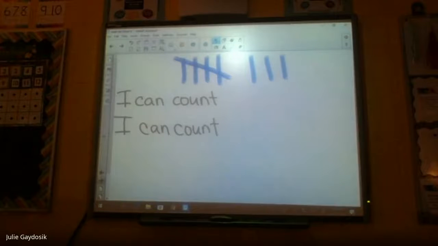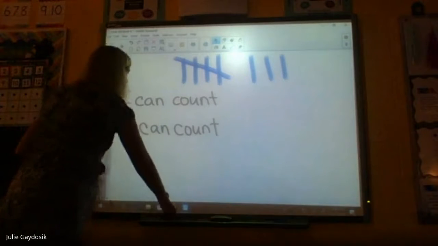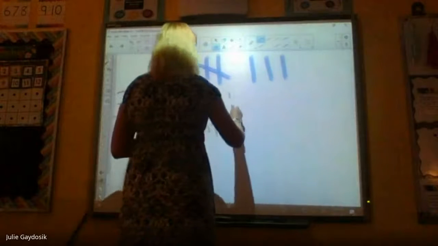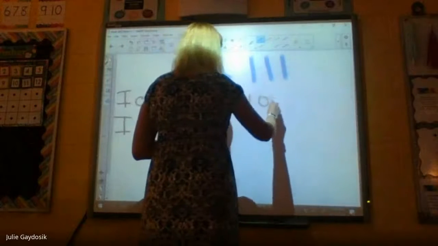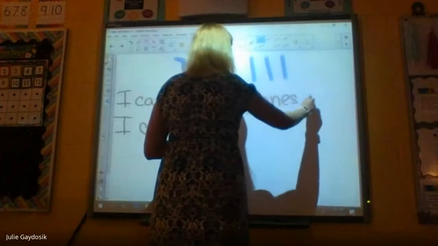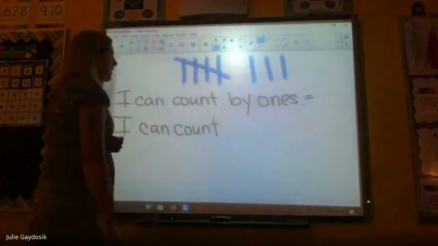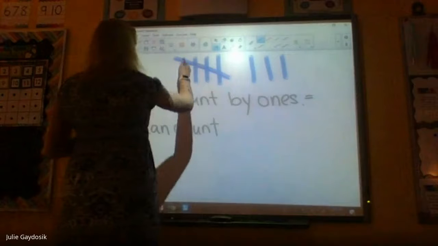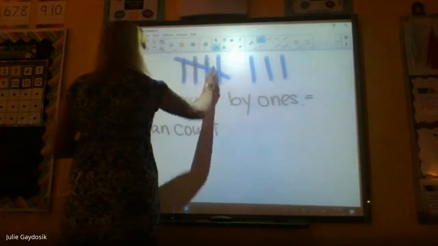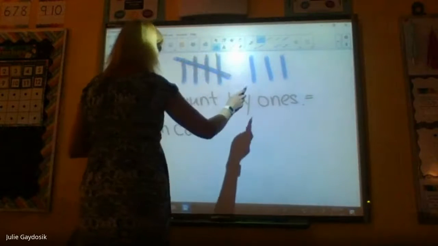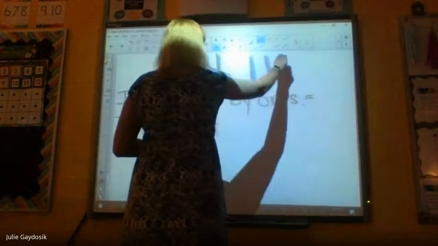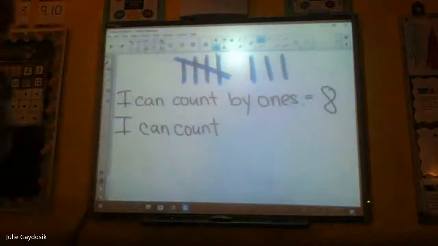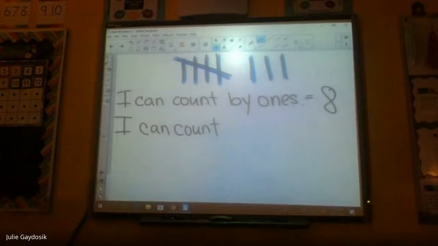All right, boys and girls. I've thought of two ways to count these tally marks. One way I thought was I can count by ones. So I'm going to count these tally marks by ones. Let's count them together. Count them with me. 1, 2, 3, 4, 5, 6, 7, 8. So I got the number 8. That was one way I could count those tally marks.